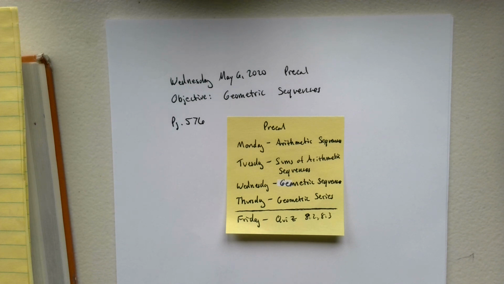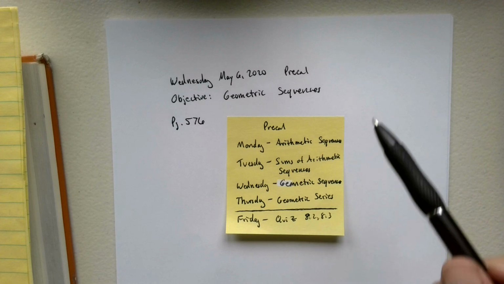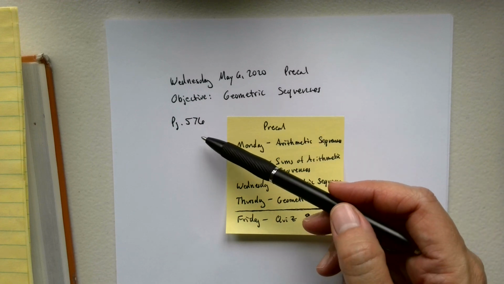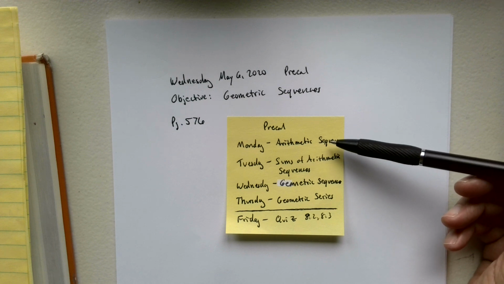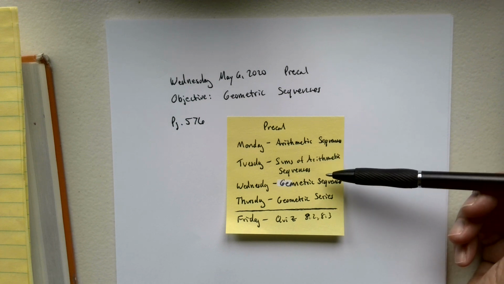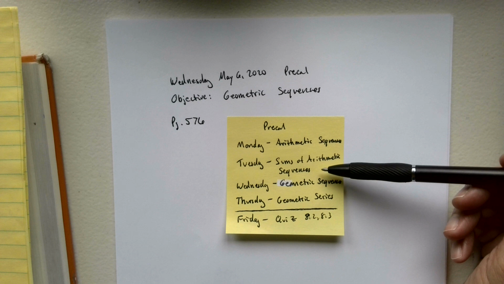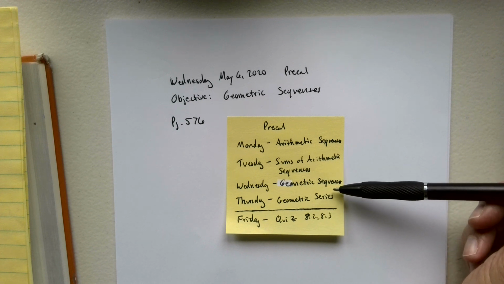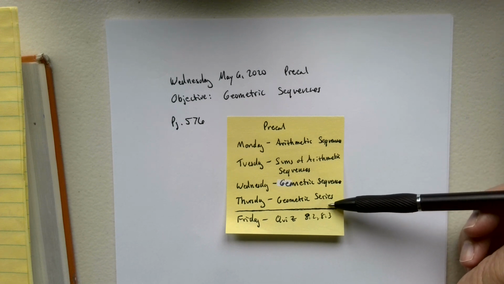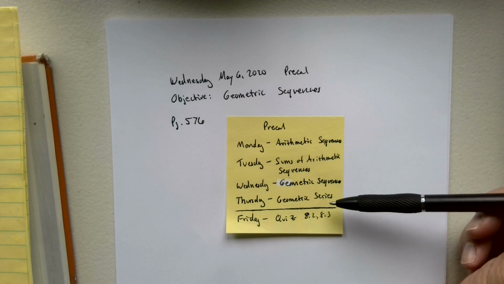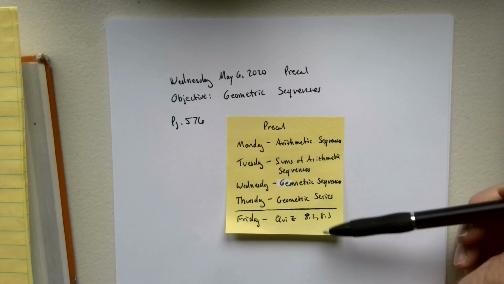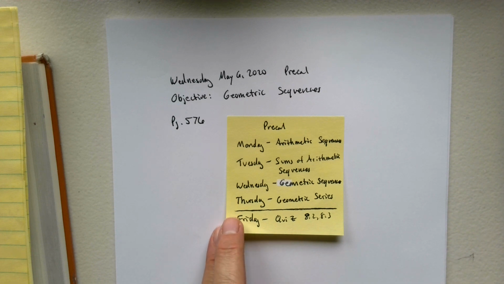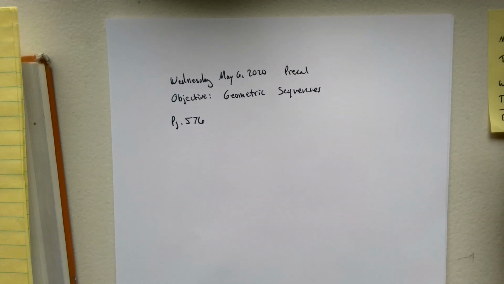This is our video for Wednesday, May 6th for pre-cal. Today we're going to talk about geometric sequences. You'll need your books open to page 576. Just a reminder, on Monday we talked about arithmetic sequences. Tuesday, the sum of arithmetic sequences. Today we're going to talk about geometric sequences. Tomorrow we're going to talk about geometric series, and all the homework is due Thursday at midnight. And we'll have a quiz on Friday over 8.2 and 8.3.